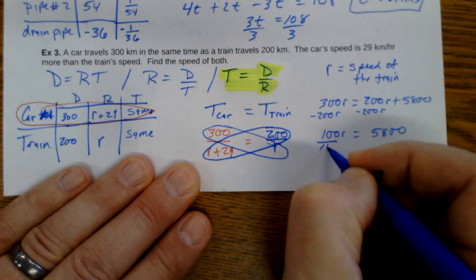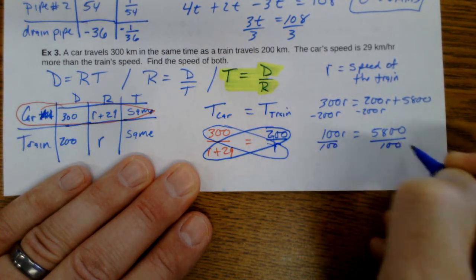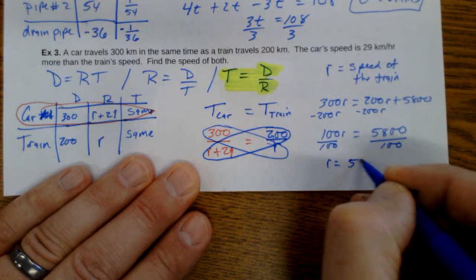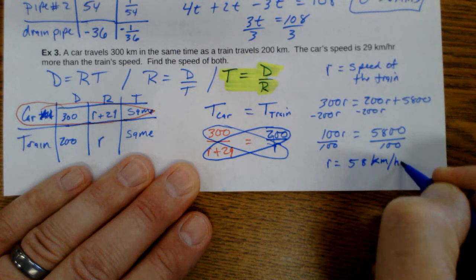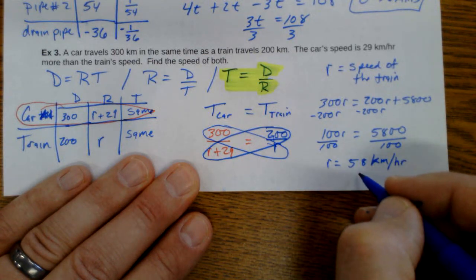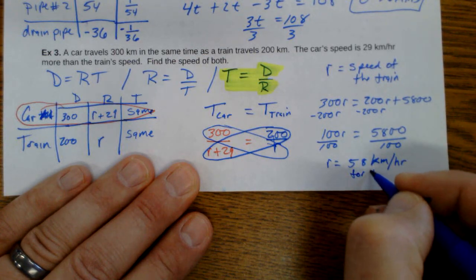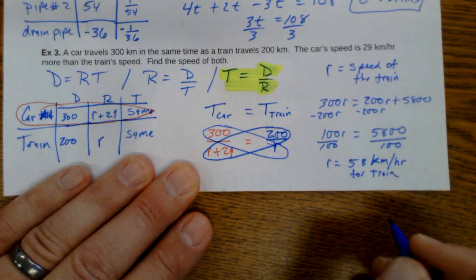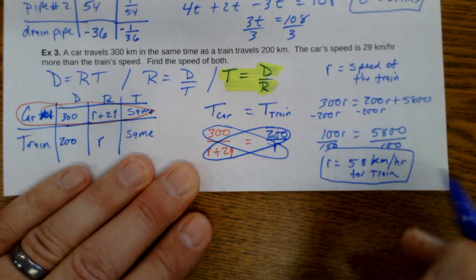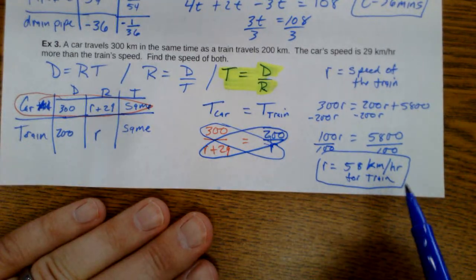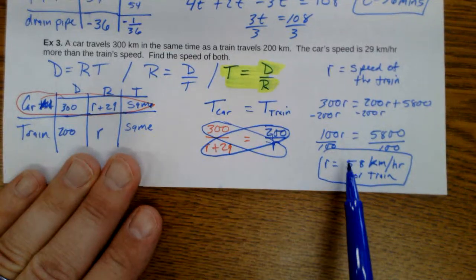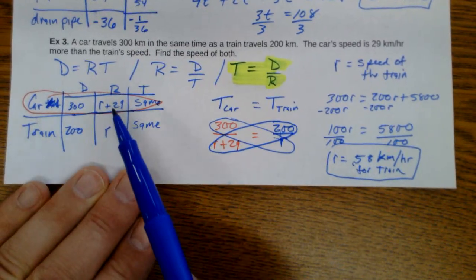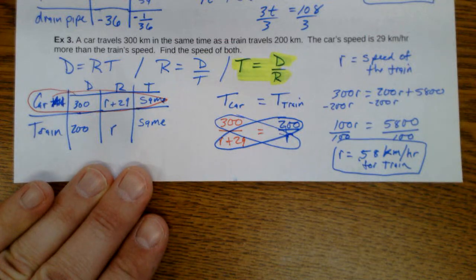Now we can divide by 100. Just cancel out those zeros. And we get R is 58 kilometers an hour. And again, that's for the train. Now, quiz or test, if that's your answer, you're going to lose a point because it says find the speed of both. So I've got the train, but you've got to make sure that you get the car as well.